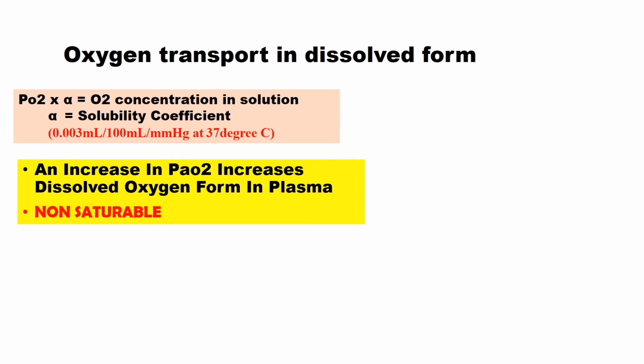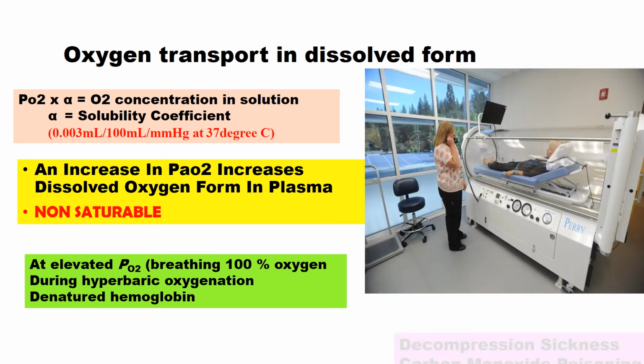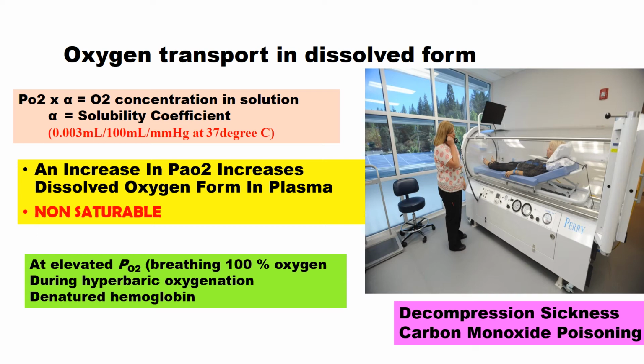So this is important at the elevated partial pressure of oxygen when a person is breathing 100% oxygen, or during hyperbaric oxygenation, the dissolved form will also increase, and therefore increased oxygen can be delivered to a particular tissue or a particular organ. This is important in cases of treatment of decompression sickness, or also in conditions where there is alteration or problem with the hemoglobin and transport of oxygen is not done by hemoglobin. So in this condition, for example carbon monoxide poisoning, this dissolved form of oxygen is very important.